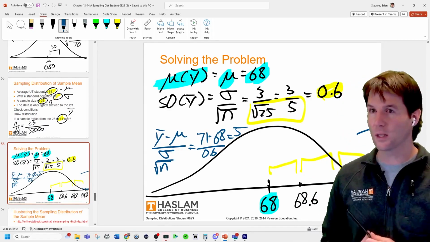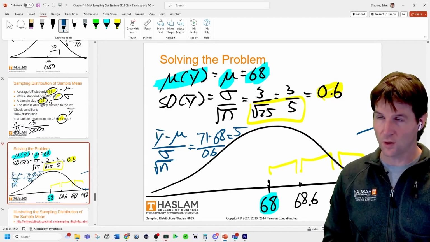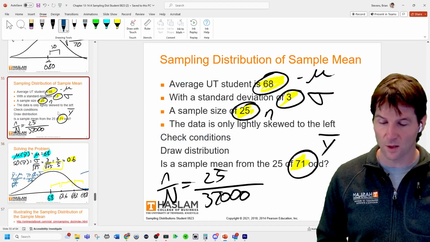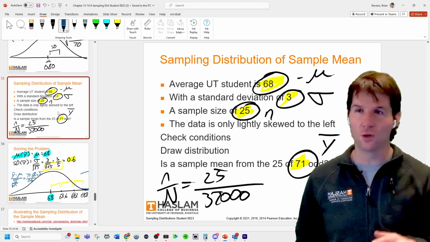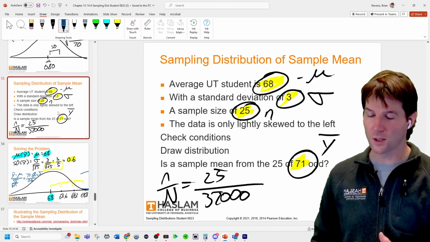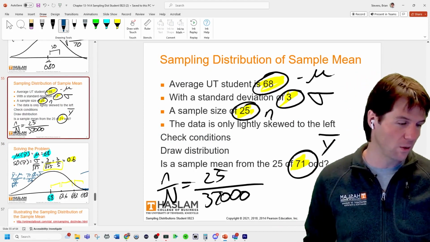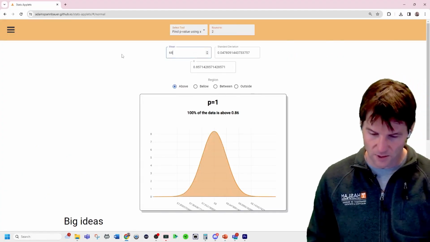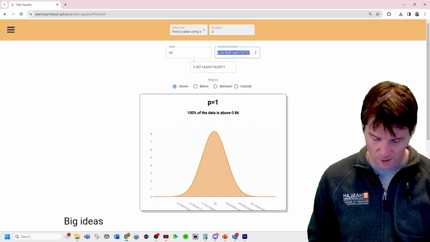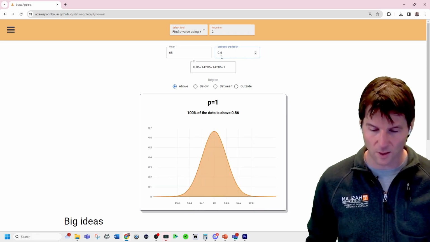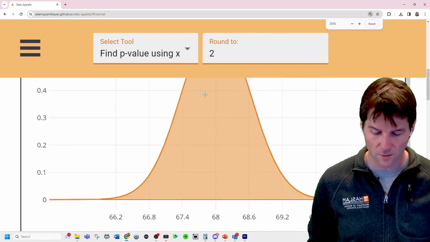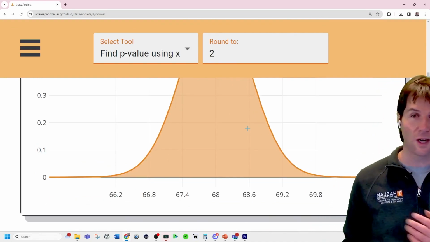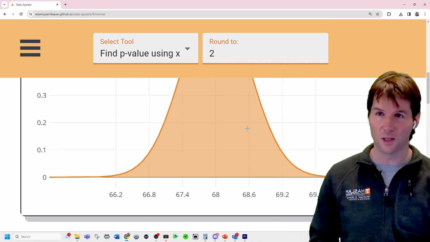Once again, the only way to get this chapter down is with practice. Try writing out your own problems as we did here, where you mark the notation, you check the conditions, you draw the distribution, and then you could, and we didn't do it for this one, go to the applet, enter in the mean of 68, the standard deviation of 0.6, and then you could look at the curve down here, but you should also try drawing this out, and you get the same data using the applet to solve these.